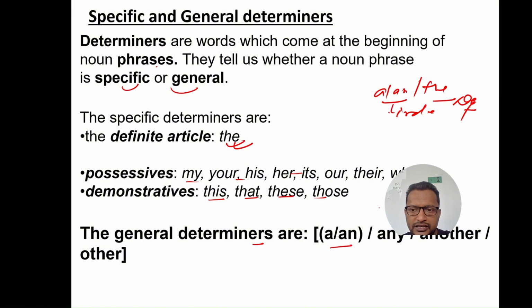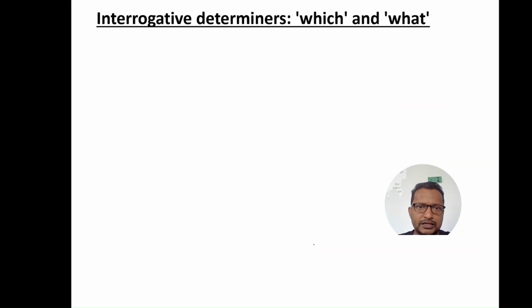The important thing here that you need to know is, if you are using the definite article the, then that is a specific determiner. And if you are not using the specific determiner the, then the other is the general determiner. Now we will learn what the implications are. Most important would be the interrogative determiners, where to use which and what. Expect at least 1 or 2 questions in the real exam.